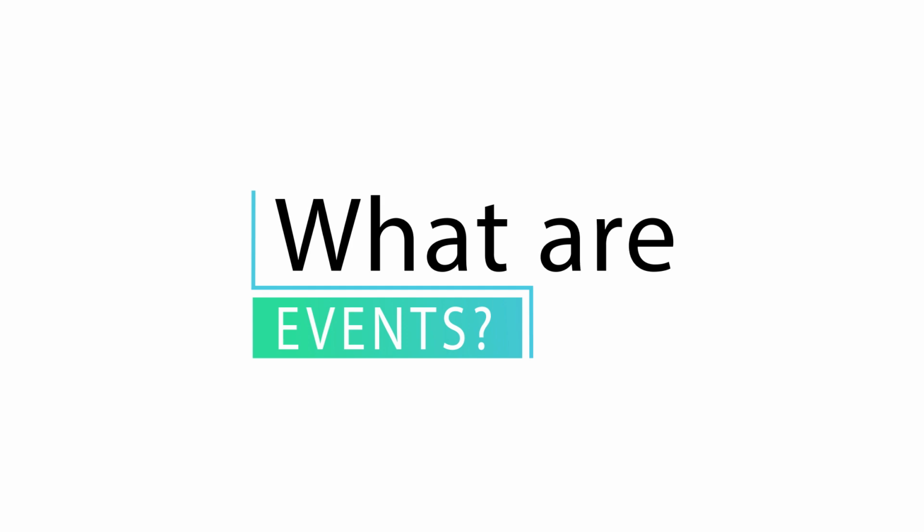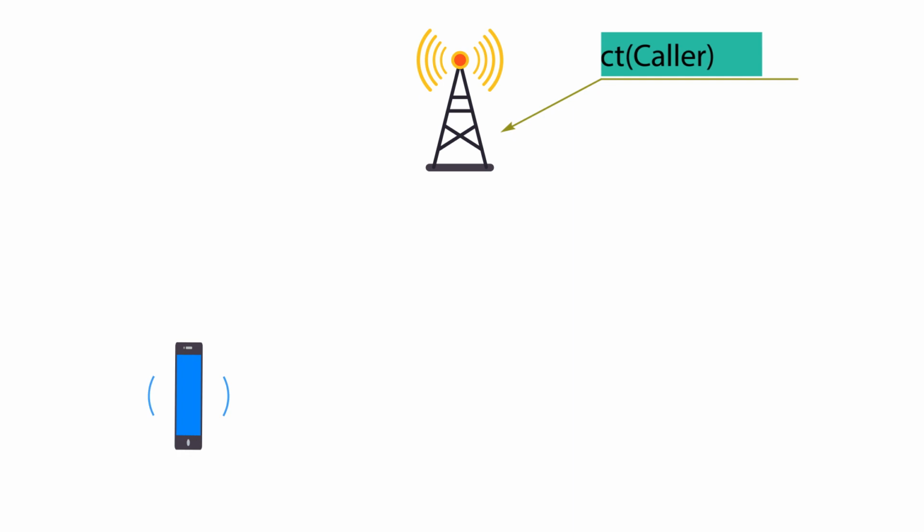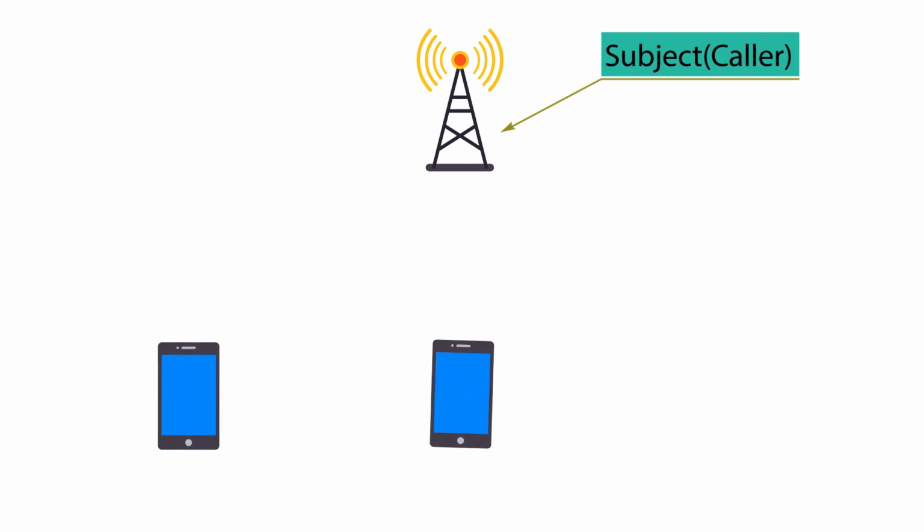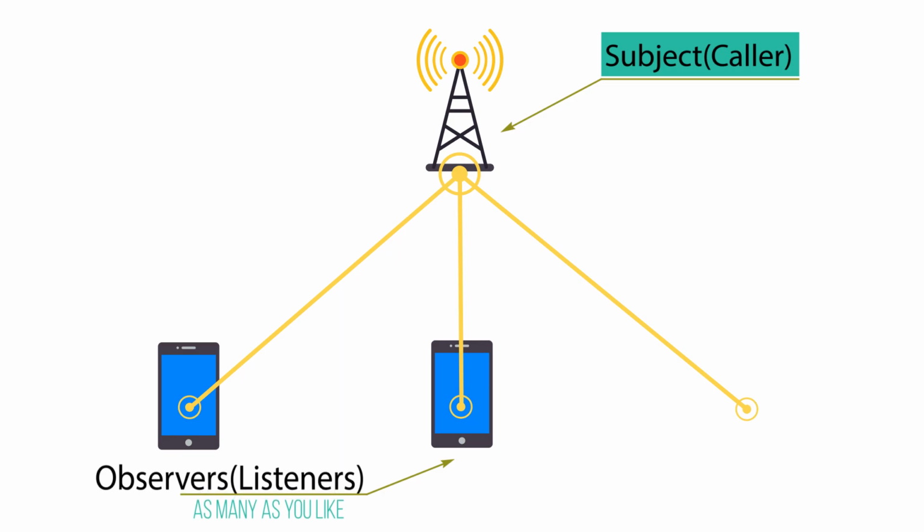So what exactly are events? If you think about a transmission tower, which the technical term is the subject, it broadcasts out a signal not knowing or caring who is listening. Then you have multiple listeners, again the technical term is observers, listening out for a particular signal. Again, they don't care who is sending out this signal, and there can be one or many observers listening out for that particular signal. This is how events work.